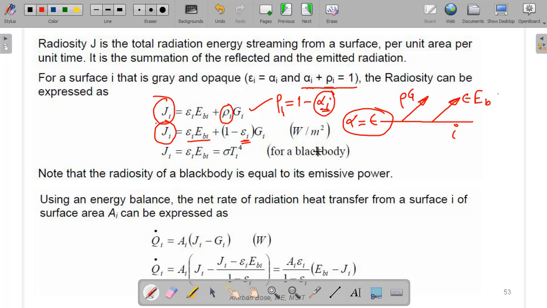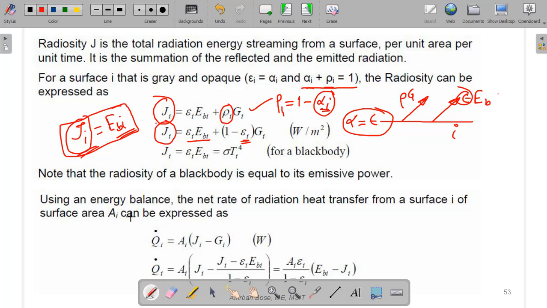Okay, and for the black body, you know that J_i must be equal to E_bi if it is a black body. So in that case, the reflective portion is not there, emissivity is 1. So in that case, these two will be same, radiosity will be equal to E_bi.